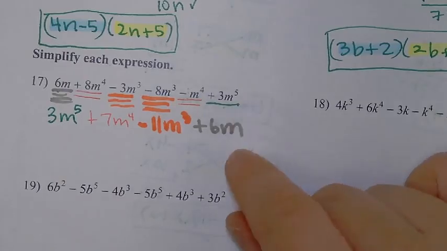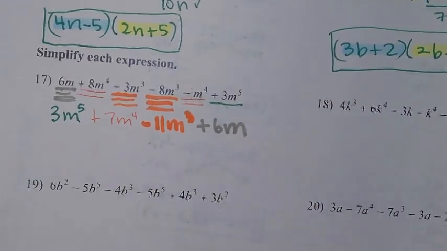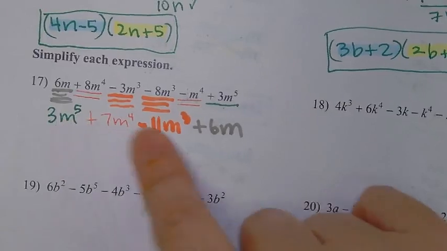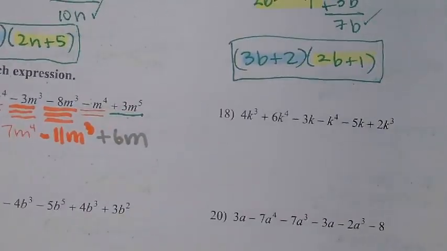If there's no equal sign, you're not solving for anything. You're just simplifying it. You're making it look simpler. Okay? Simple. Done. All right.